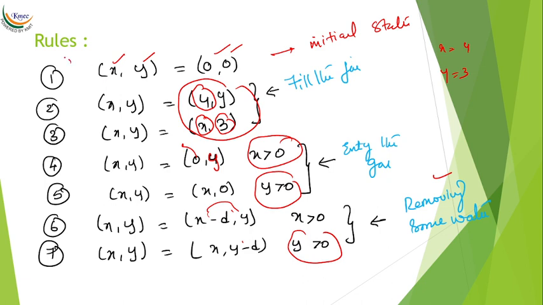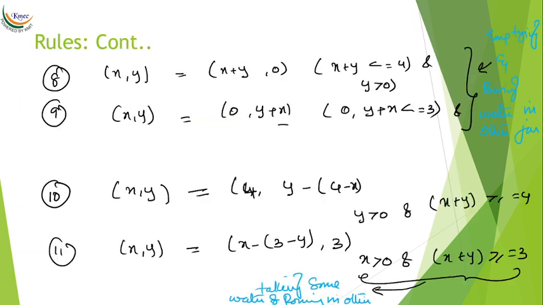So there are about 7 rules which we have made till now. What are the rules? Initial stage is 0, then we fill one jar, then we empty the jar, then we remove the water from one jar. The next stage, the rules continue.